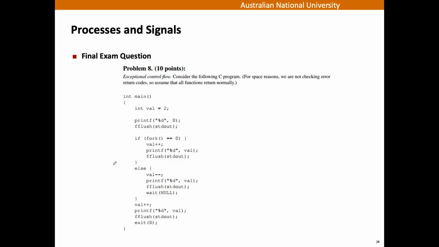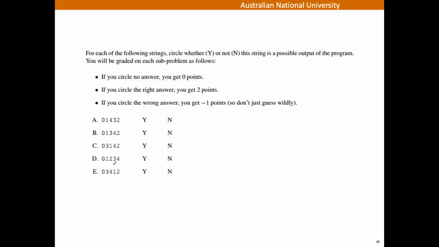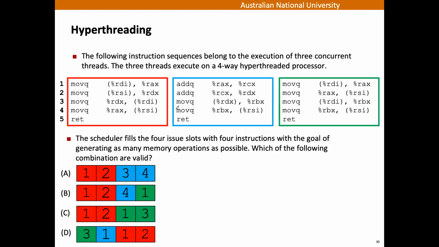Consider the following C program. The question is, for each of the following strings, circle yes or no if this is a possible output of the program. This is where I'm saying, if you circle no, you get 0. If you take a wild guess and you're right, you get 2, and otherwise you get -1. Anyway, we might not do that here. I don't know what the ANU policy is.